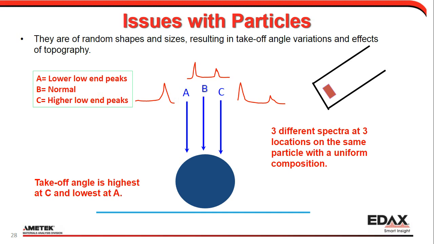On the other side, at location A, it has the lowest takeoff angle. So that means the X-rays have to travel all the way through the matrix to reach the detector. So they are subject to more absorption. So we should see a lower low energy peak.